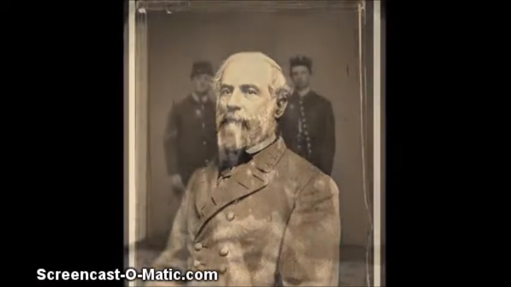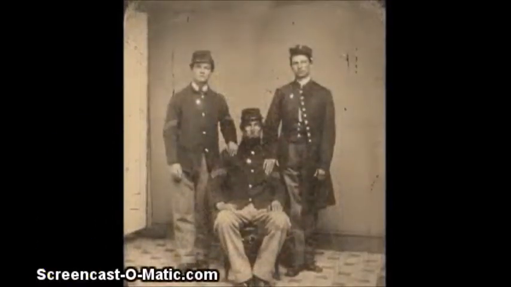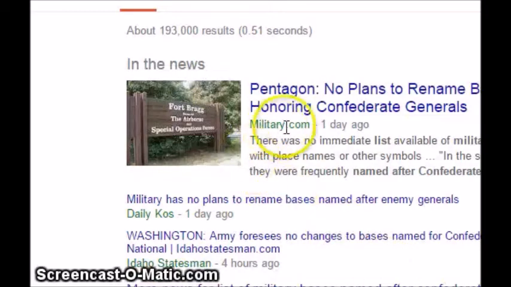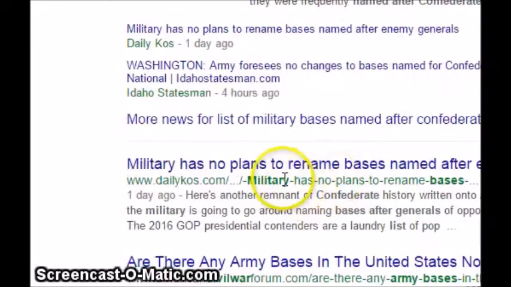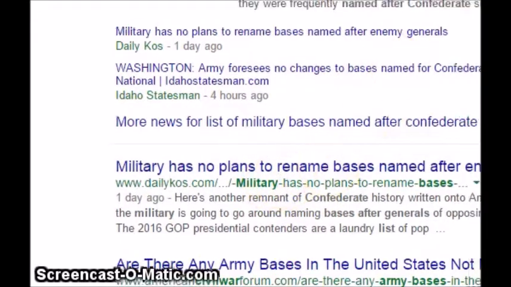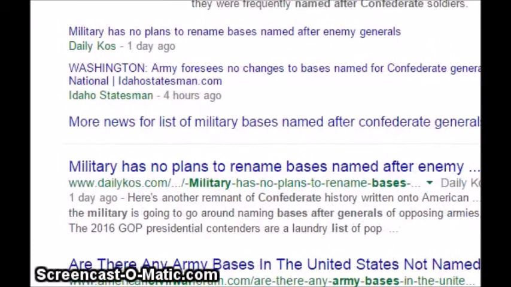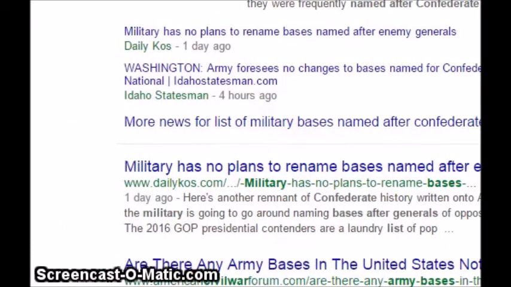I'm going to pause this for a second. I noticed something that I saw on Google. This is an article on military.com. The Pentagon has no plans to rename the bases honoring Confederate generals. Military has no plans to rename bases named after the enemy. I'm going to take that down now.